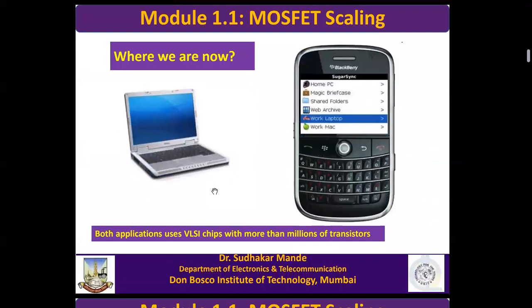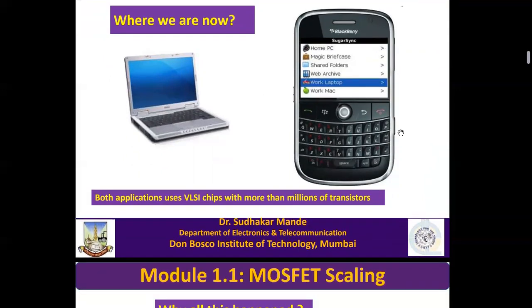Now, if you see where we are today, we have laptops, we have smart cell phones. And you know that the power of this laptop is very, very high as compared to the first generation computer. Even this cell phone is doing everything. The first computer was occupying 1800 square feet, and this you can hold in your palm, and its computational power is many times greater than the first generation computer. Both these applications use a VLSI chip having millions of transistors. So this is the current state of our VLSI. And why has this happened? This has happened because of MOSFET scaling. So we will understand what MOSFET scaling is.